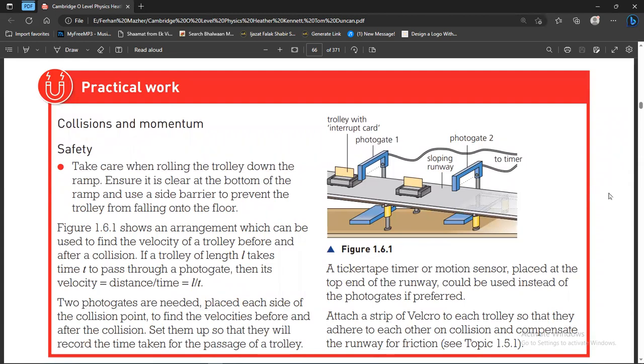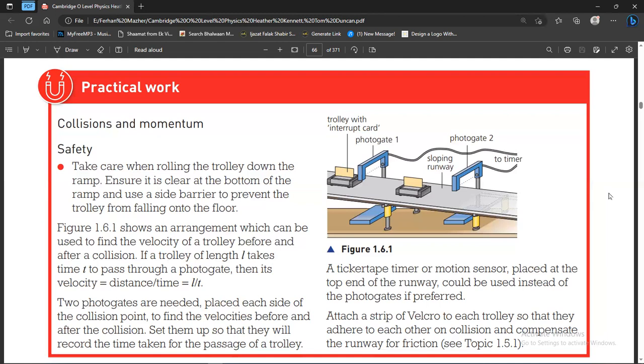Figure 1.6.1 shows an arrangement which can be used to find the velocity of a trolley before and after a collision. If a trolley of length L takes time t to pass through a photo gate, then its velocity is equal to distance divided by time, that is L divided by t. Two photo gates are needed, placed each side of the collision point to find the velocities before and after the collision. Set them up so that they will record the time taken for the passage of a trolley.